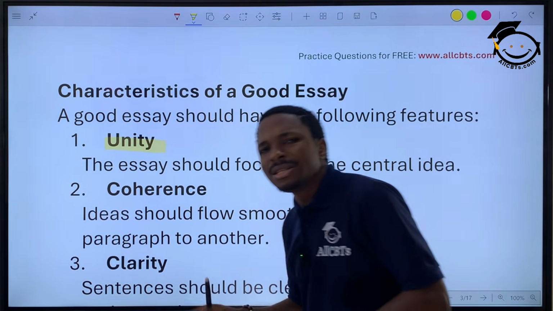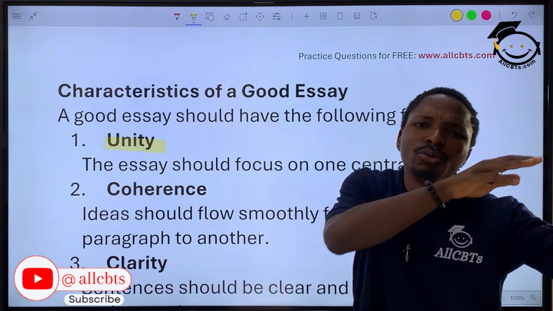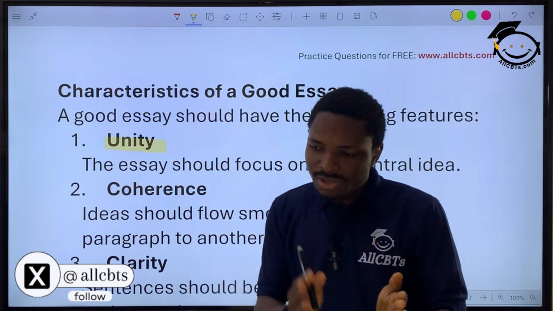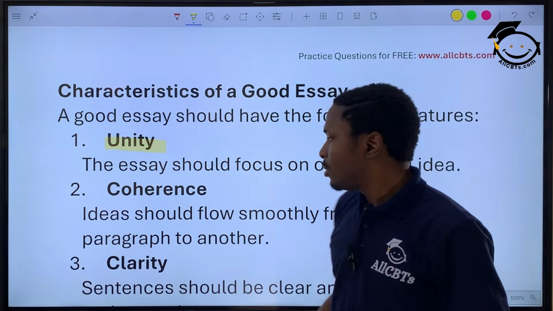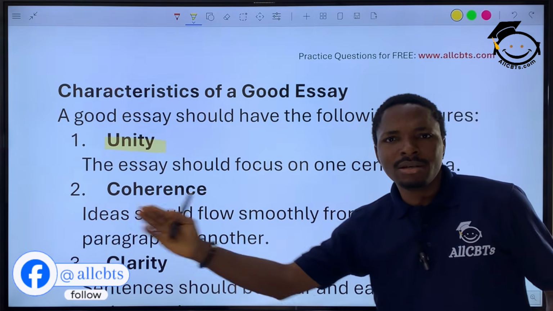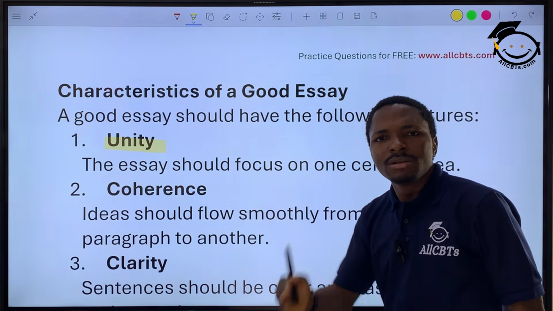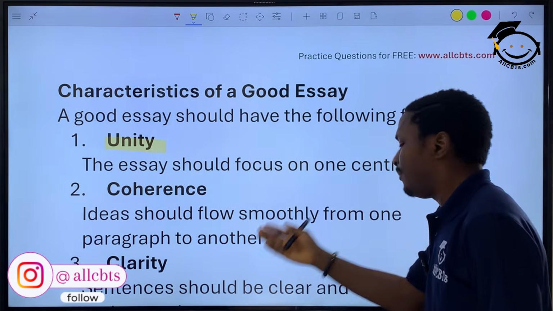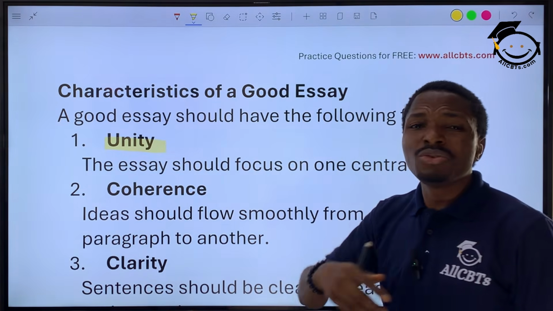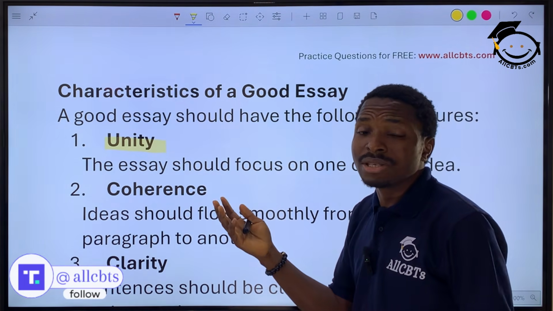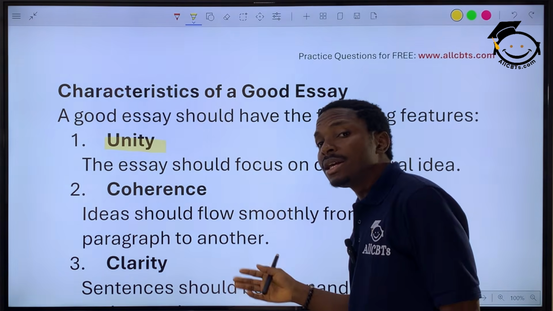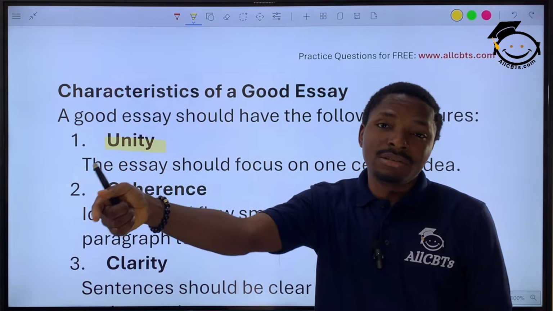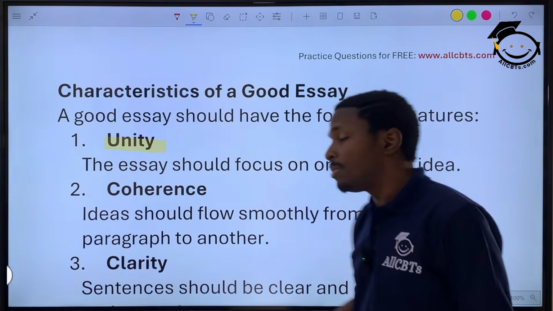Then it should be coherent. That means you should be consistent in your thoughts. Okay, it should flow smoothly. You understand now? Take us through the journey of what happened. Then it should be clear and easy to understand. You don't need bogus words. You don't need heavy vocabulary when you're writing an essay. All that should be at the back of your mind is the reader. The reader should be able to understand the message you're trying to pass across.